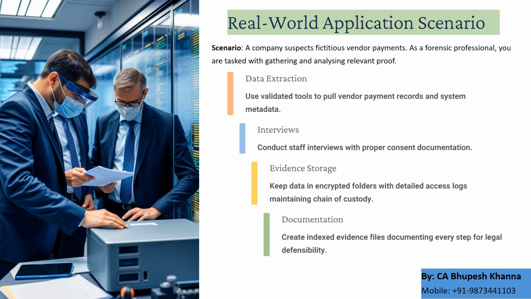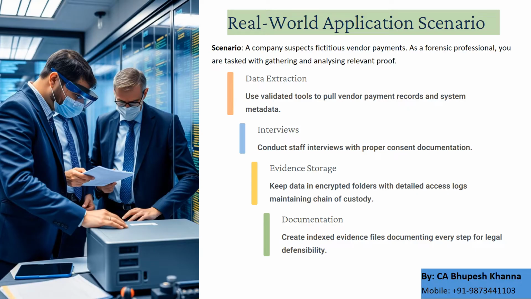Now we will discuss a real-world application. Scenario: a company suspects fictitious vendor payments. As a forensic professional, you are tasked with gathering and analyzing relevant proof. How FAIS 320 applies. Extract vendor payment reports from the ERP system using forensically sound tools. Capture system metadata, for example, timestamps, user IDs.